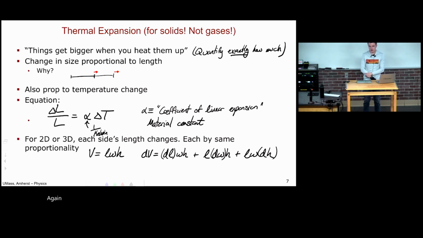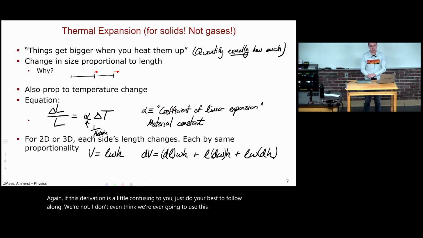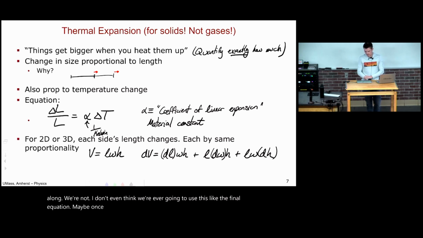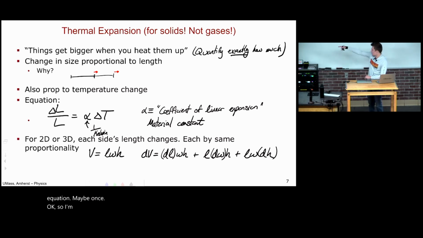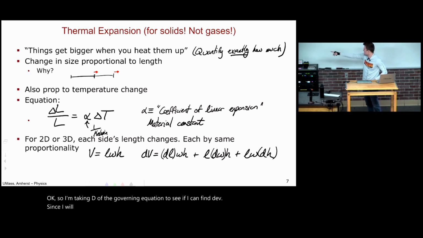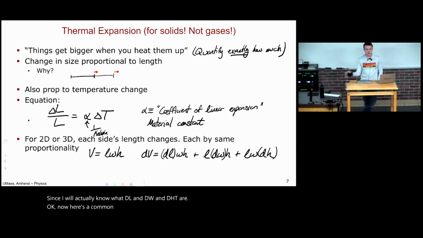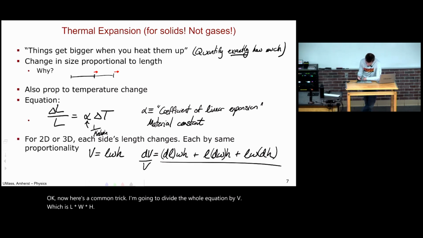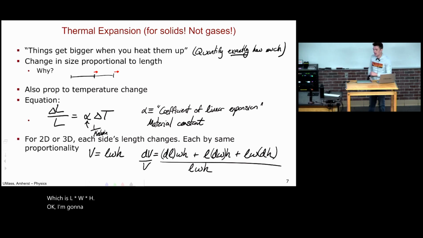Again, if this derivation is a little confusing to you, just do your best to follow along. I don't even think we're ever going to use the final equation, maybe once. Okay, so I'm taking d of the governing equation to see if I can find dV, since I will actually know what dL and dW and dH are. Now, here's a common trick. I'm going to divide the whole equation by V, which is L times W times H. I'm going to write it as a V on the left-hand side.